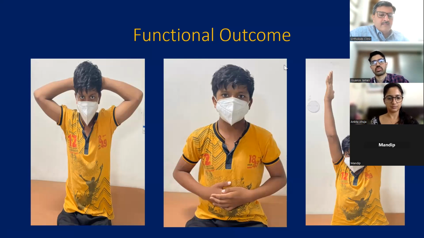Just a quick word about treatment. It's like any other benign aggressive lesion. This is treated with intralesional surgery as far as possible. If the lesion is too big and not amenable to curettage, then resection is done. Otherwise, the treatment is surgery.